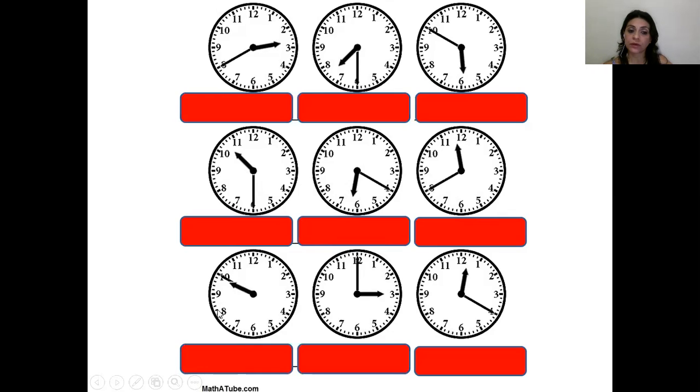Then you have this one right here, which is 10:50. All right, it's 10:50. Then clock number eight is very easy. It's 3:00. That's the only way you can say the time is 3:00. And then the last one, you say it's 12:20, or you can also say 12:40. All right. So those are the ways we can tell time.